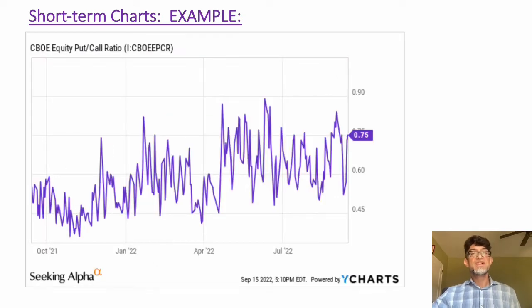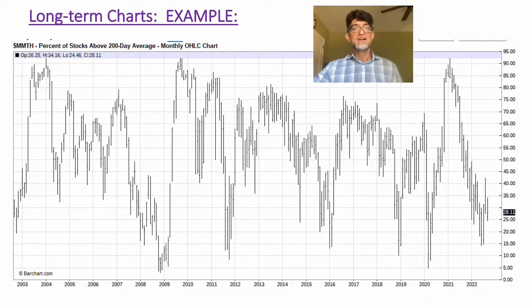Another example is the put-to-call ratio. This moves all over the place. So now we're at 0.75, and at the end of today, over September 16th, September 17th, we're probably going to be at 0.8. That's showing, from a contrarian point of view, that investors are starting to get bearish again because they're starting to buy put options again. But again, this moves all over the place.